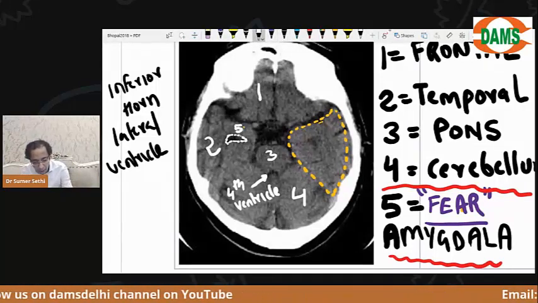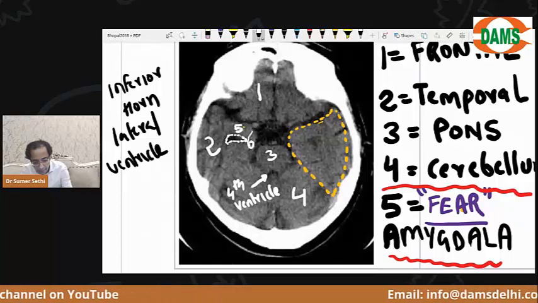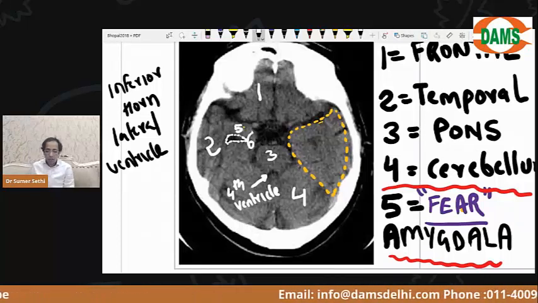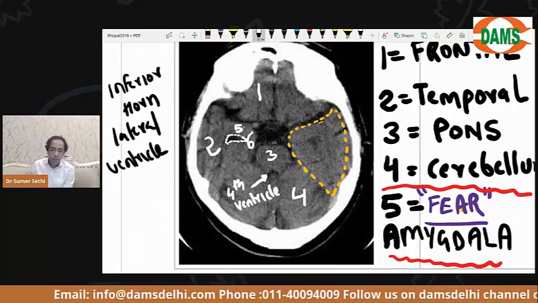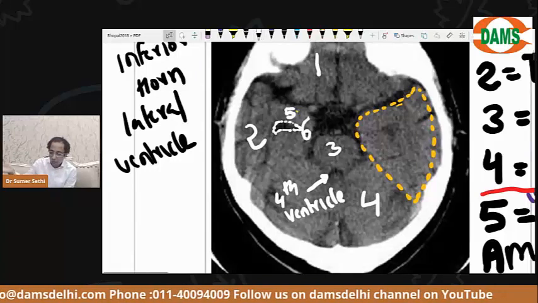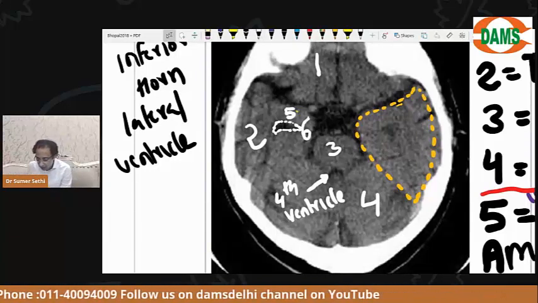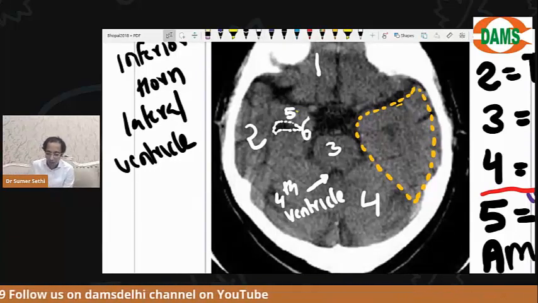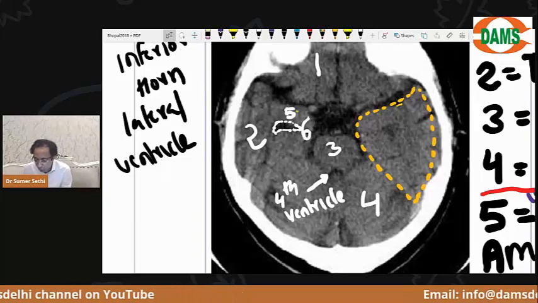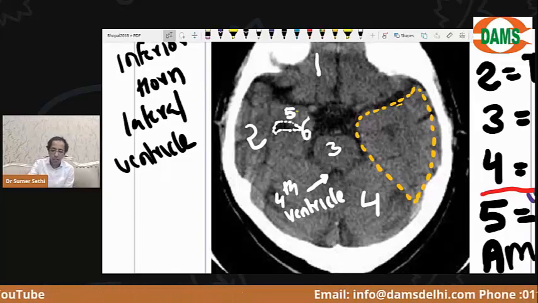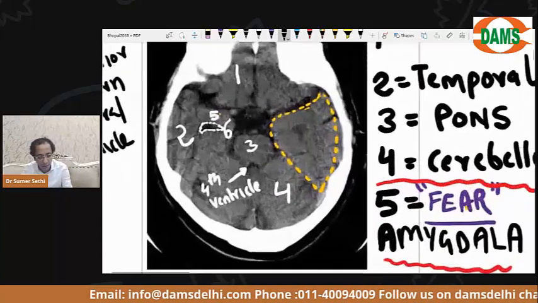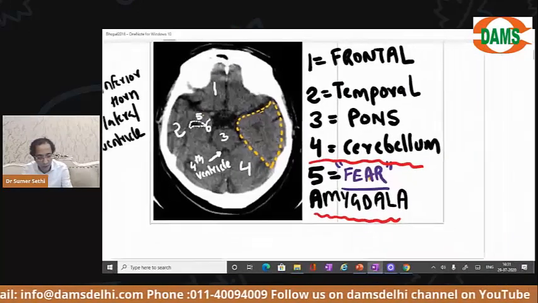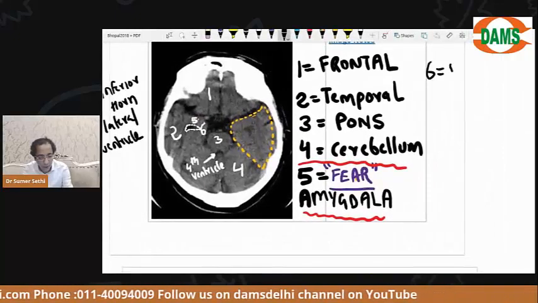Okay, let's see, anybody can answer now. What is the area marked as 6? 6 is the part of the temporal lobe which is most medial. Six is the part of the mesial temporal lobe which is most medial. So the most medial structure here, number 6 is, anybody? Number 6 is uncus.